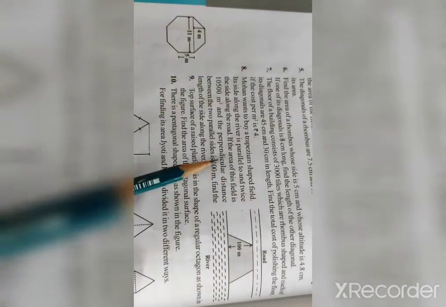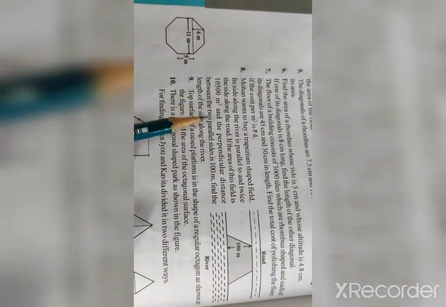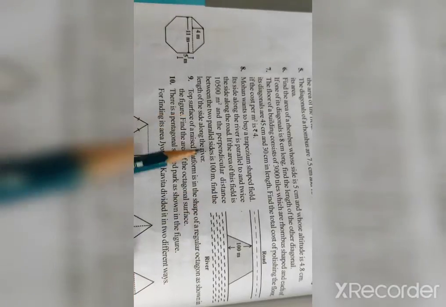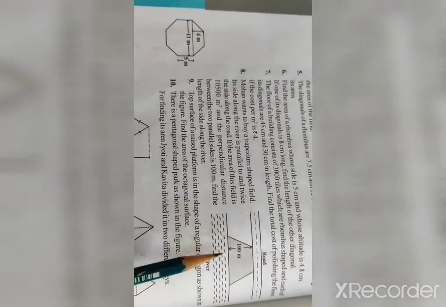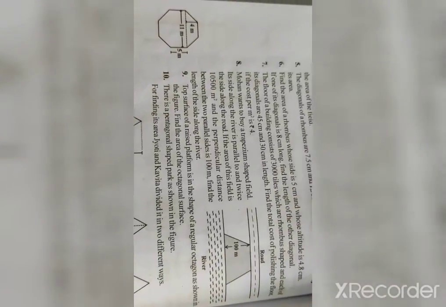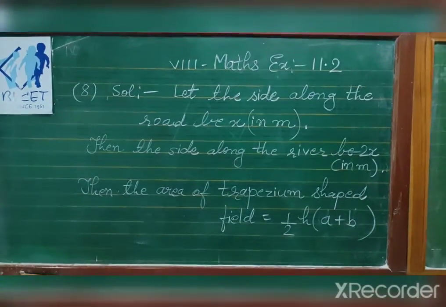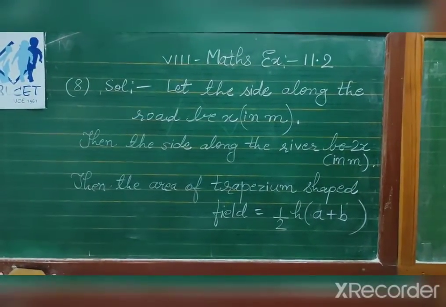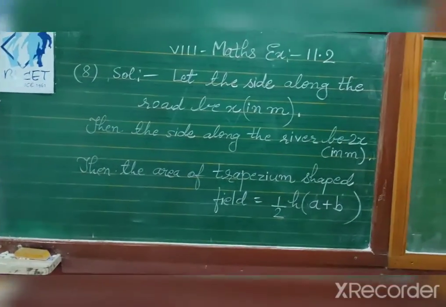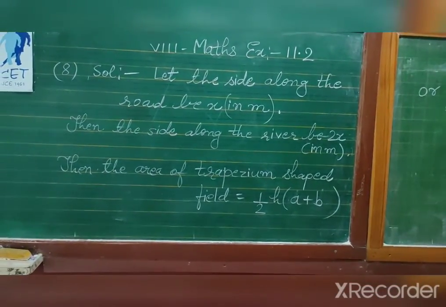If the area of this field is this and the perpendicular distance between the two parallel sides is 100 meter, find the length of the side along the river. That means this side we have to calculate. Let us start. Now first we assume, let the side along the road be x in meter. Then the side along the river will be 2x in meter.